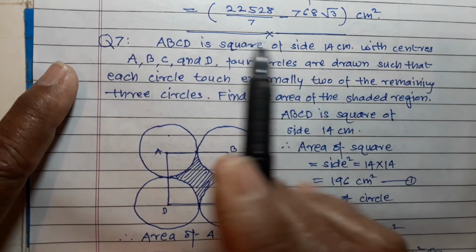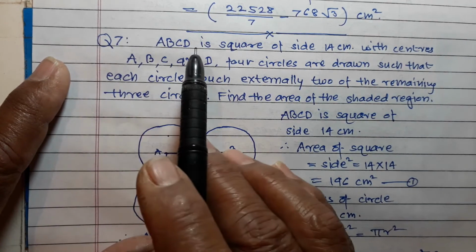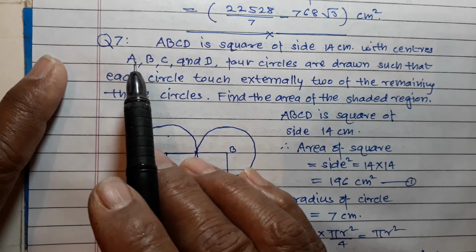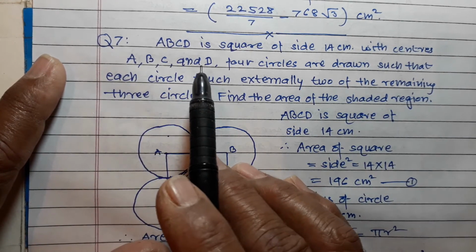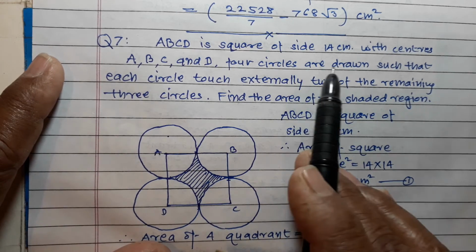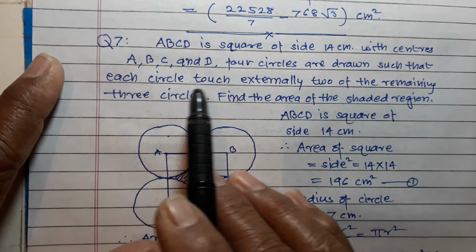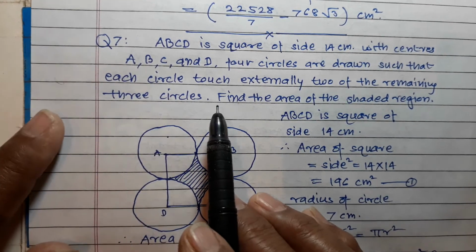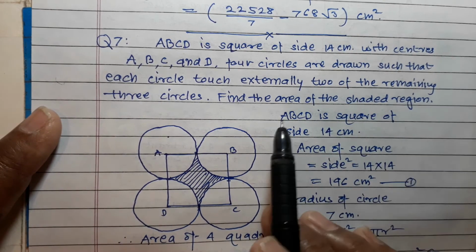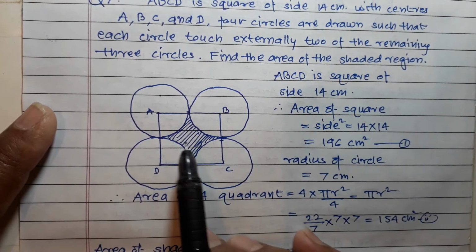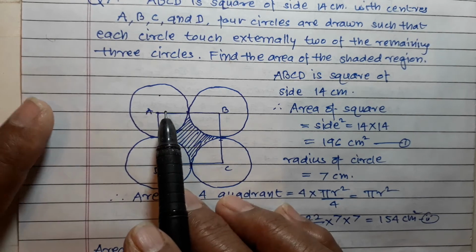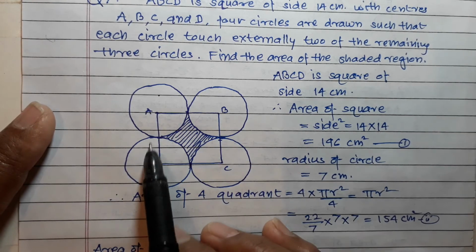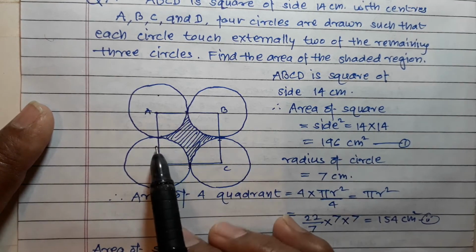Question number 7. ABCD is a square of side 14 centimeter with centers A, B, C and D. Four circles are drawn such that each circle touches externally the remaining 3 circles. Find the area of the shaded region. So this is a square ABCD, and at the 4 corners circles are drawn such that they touch each other.